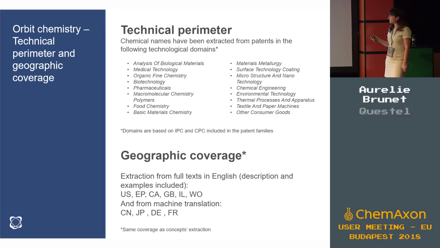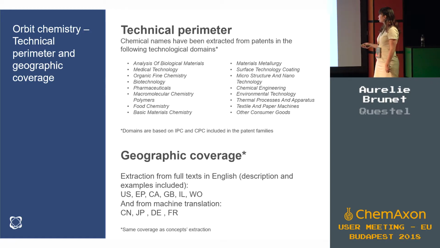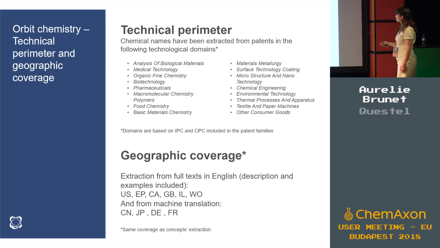OK, so this is for the patent database. That's what we implemented to search and visualize. This is just to give you a brief background. So we have limited our indexation to technological domain to avoid having noise or trade names that could be used in other fields. And we have limited to the geographic coverage that I discussed here.